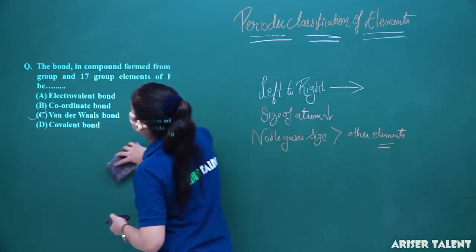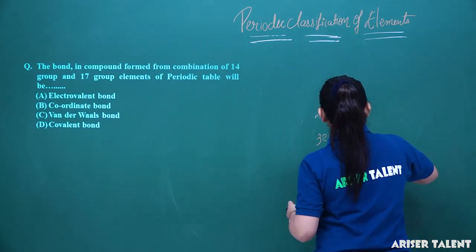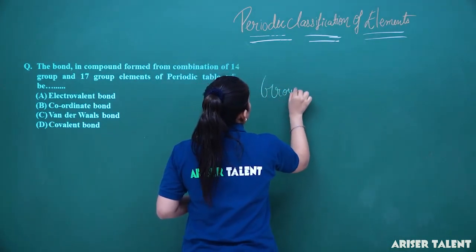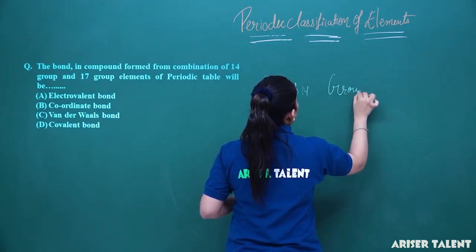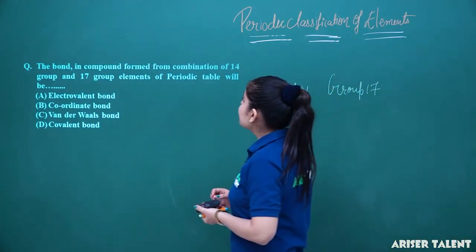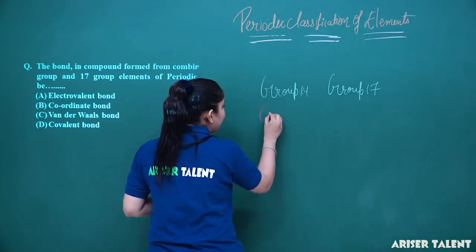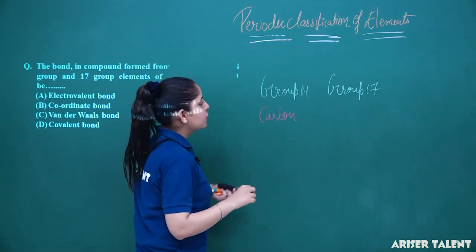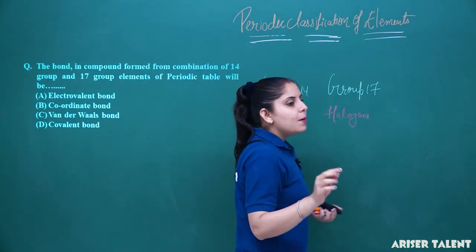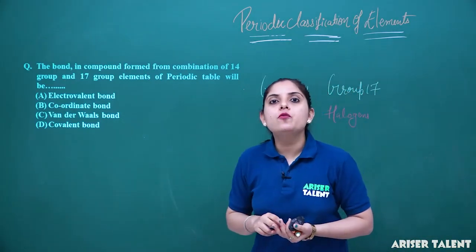The bond in a compound formed from the combination of group 14 and group 17 elements. Now we have to analyze the bond that is formed from the combination of group 14 and group 17 elements. You know that group 14 elements constitute carbon compounds, and group 17 is actually the halogens. Now we know that group 14 elements will form only the covalent bond, because carbon, silicon, these elements have a tendency to form a covalent bond.